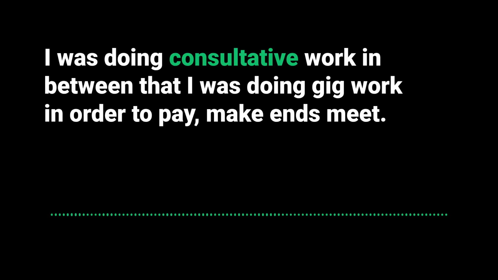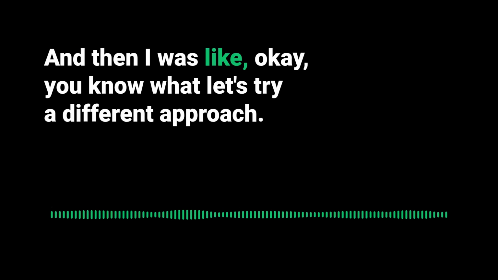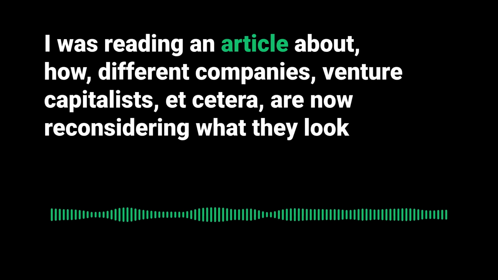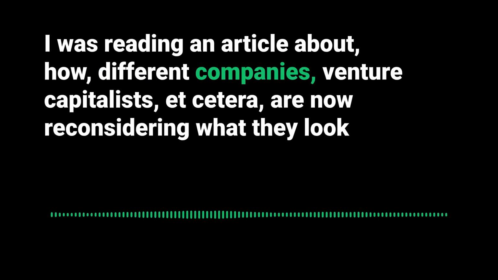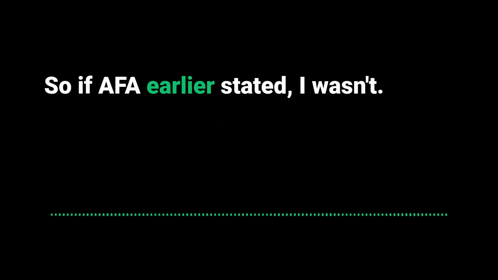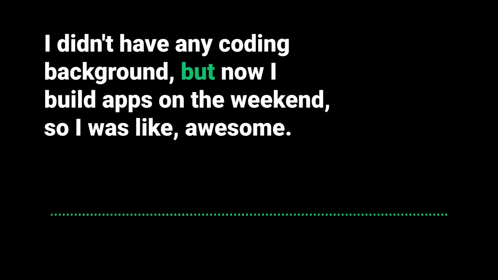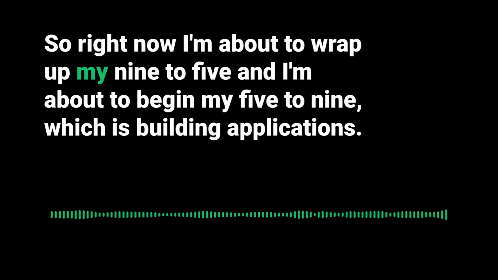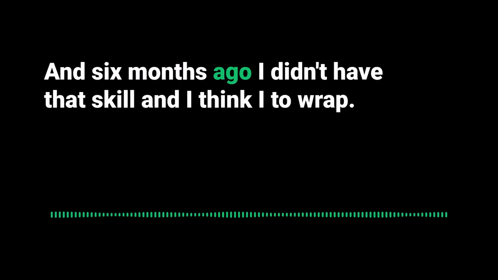So in the past 6 months, first, like Mohammed stated earlier, I was doing consultative work, and in between that I was doing gig work to make ends meet. Then I was like, okay, let's try a different approach, because what I'm doing here is obviously not working. I was reading an article about how companies and venture capitalists are now reconsidering what they look for in a successful company because of the advent of AI and vibe coding. I didn't have any coding background, but now I build apps on the weekend. Right now I'm about to wrap up my 9 to 5 and begin my 5 to 9, which is building applications. And 6 months ago, I didn't have that skill.